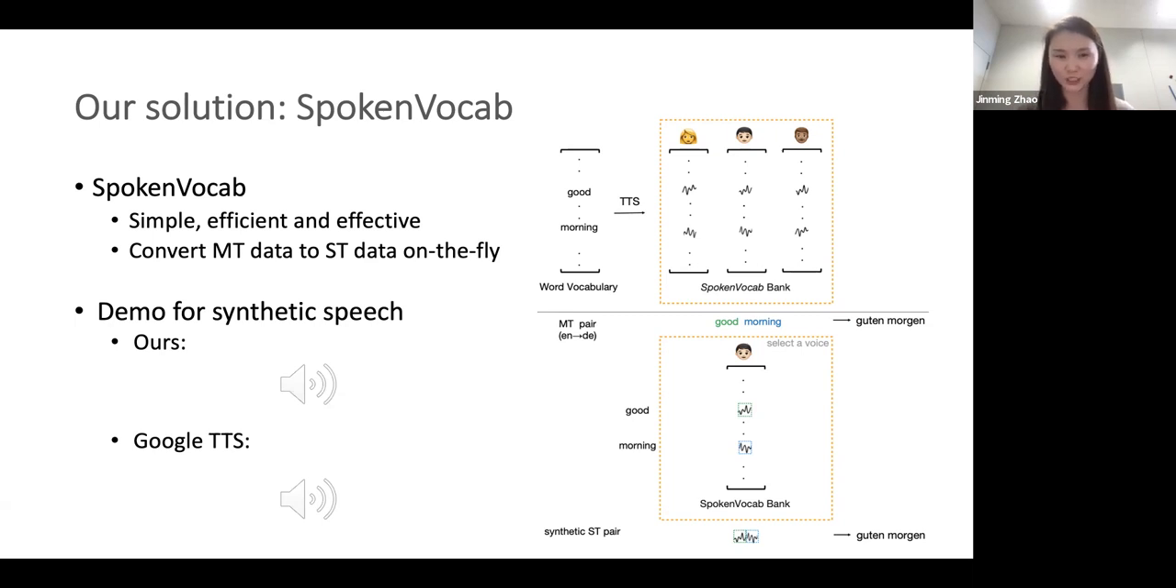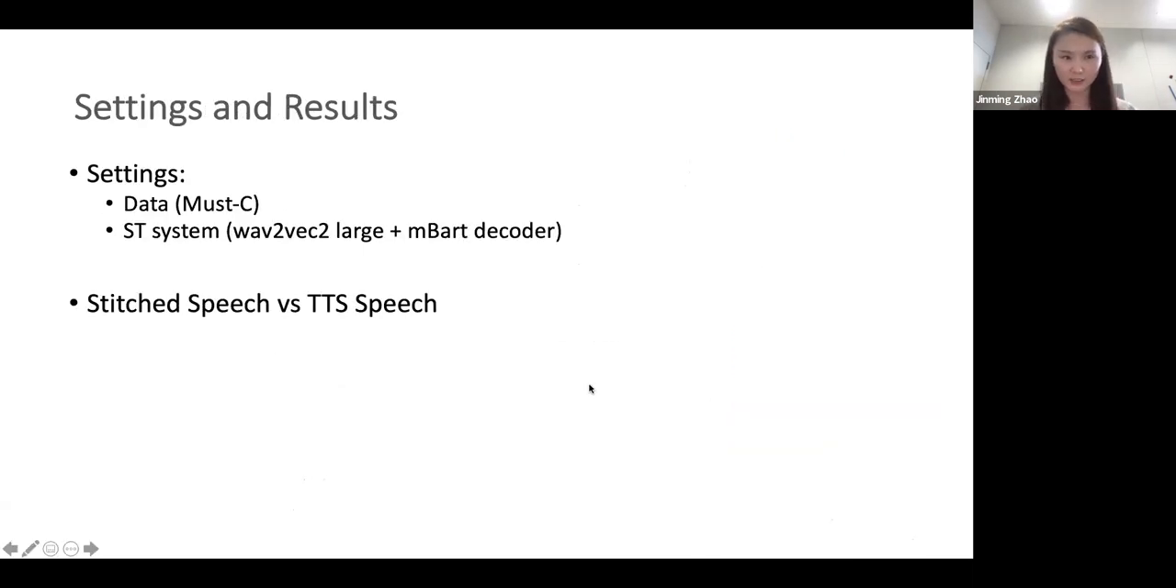In fact, for speech translation, our stitched speech works equally well as the TTS-generated speech. Let me show you some results. I would like to quickly mention that in this work, we still use the MuST-C dataset. And for our ST system, we use a wav2vec large and mBART decoder as the backbone.